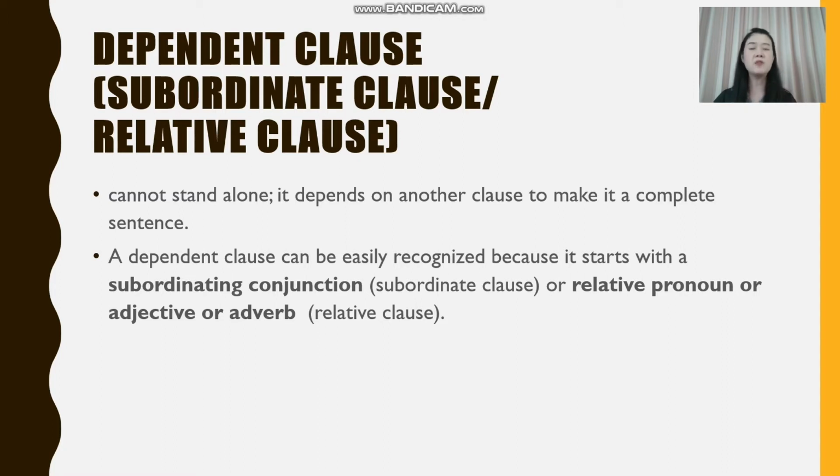Okay. But if that clause is introduced by a relative pronoun, relative adjective, or even relative adverb, it would be called a relative clause. So the difference between a subordinate clause and a relative clause is that both of them are dependent clauses, but it depends on what you are using to introduce the clause. If you are using a subordinating conjunction, that clause will be called a subordinate clause. But if you introduce that clause by using relative words, that's going to be a relative clause.